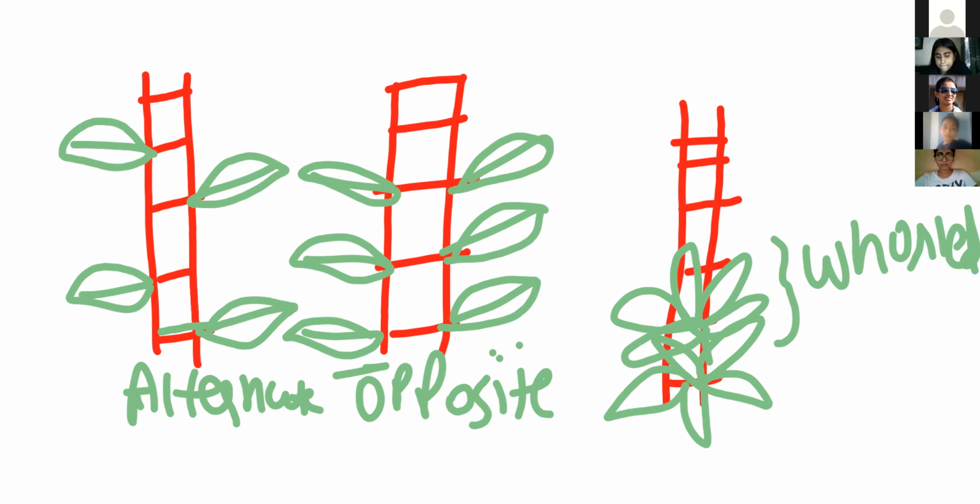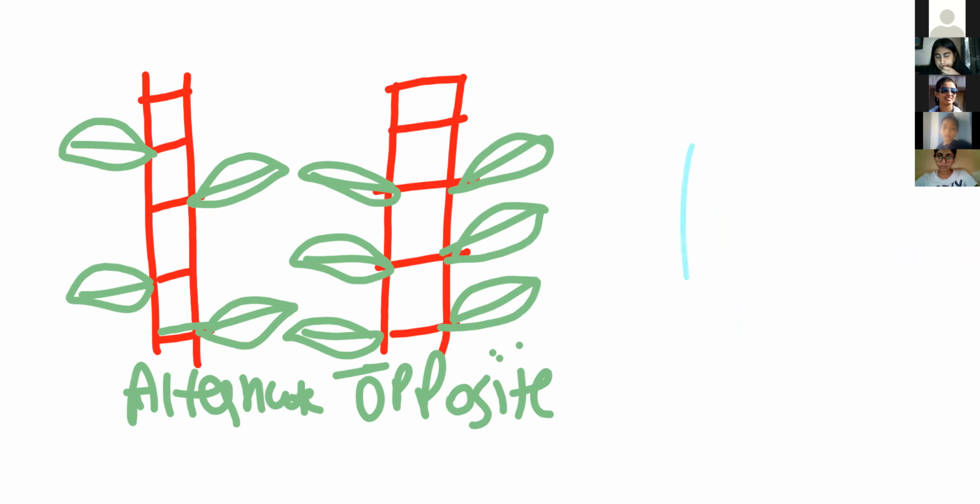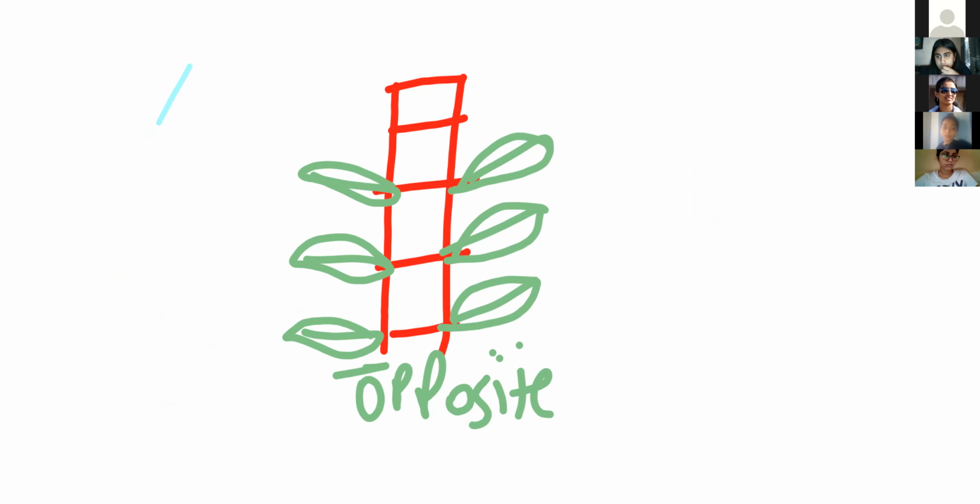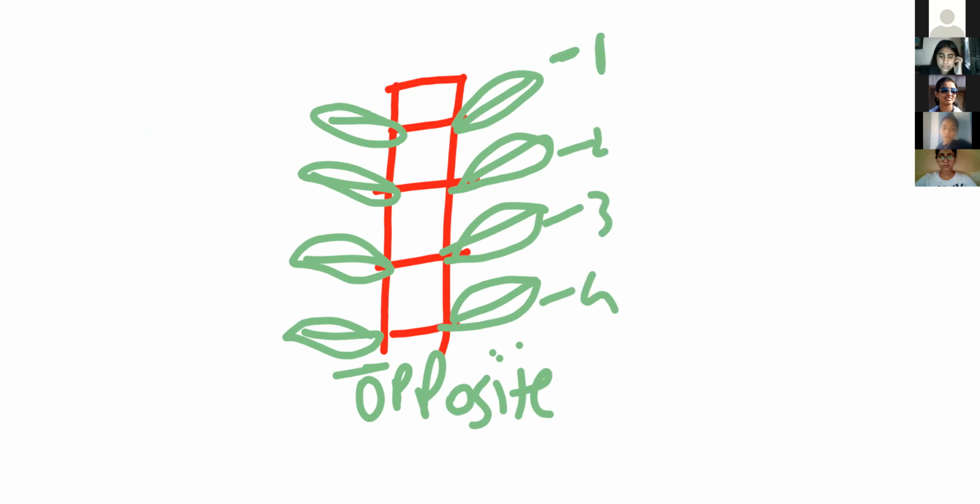Right? Now, further classification is given in opposite phyllotaxy. In opposite phyllotaxy, if the leaves are arranged in such a way over here, these leaves we call first, second, third, and fourth. The first pair of leaves is present just above the second one, the second pair is present just above the third one, and the third just above the fourth one. By that way, the first overlaps the second, the second overlaps the third, the third overlaps the fourth.